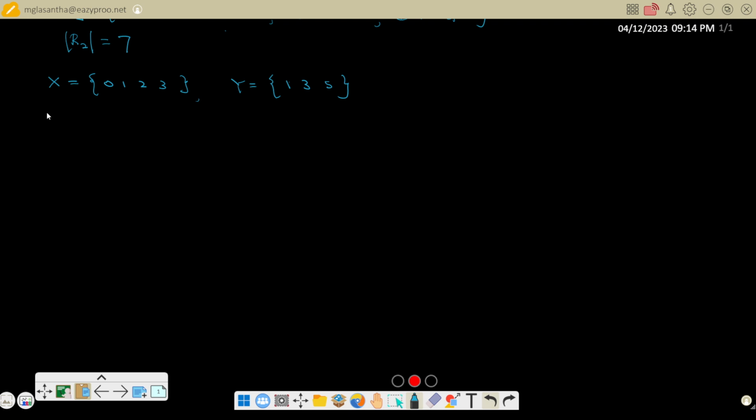Can you write what is a power set? Now, first of all, write down all subsets of X. Write down all subsets of X. Can you do it?